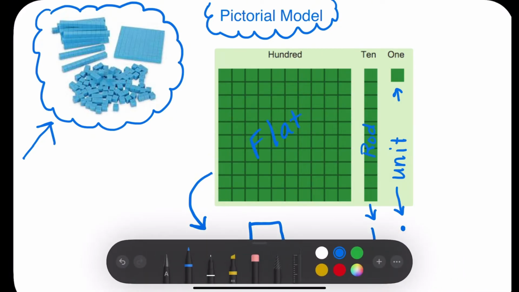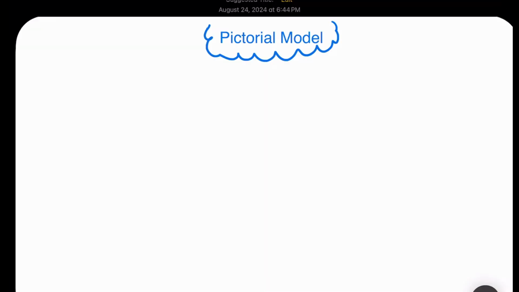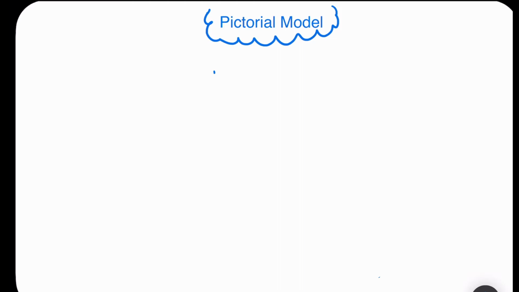All right, let's start with the number 489. We're going to try to represent this number in a pictorial model. I remember pictorial because it sounds like picture. Picture, pictorial. And I just learned a moment ago how to draw flats, rods, and units.